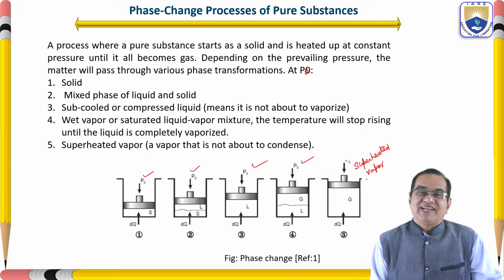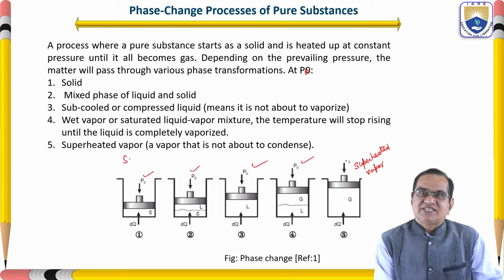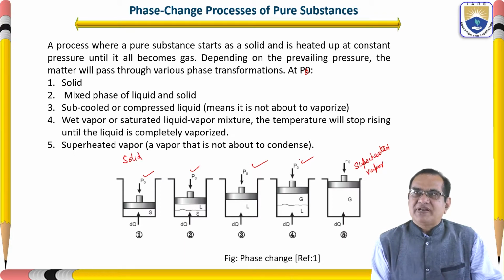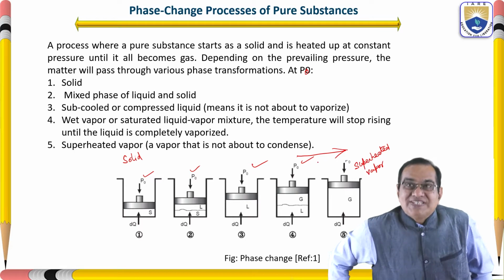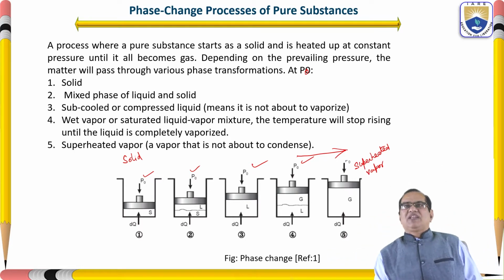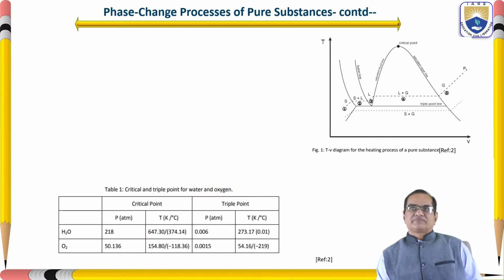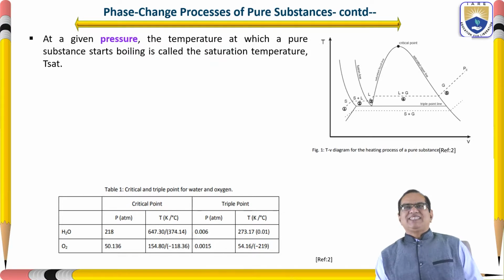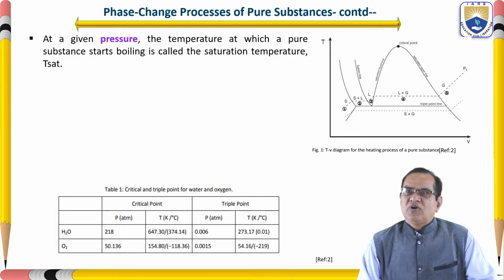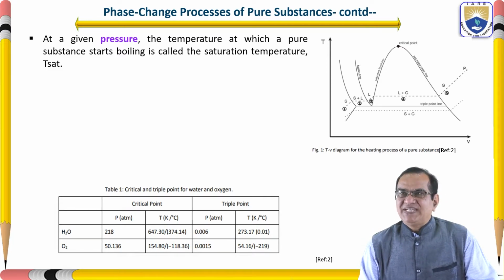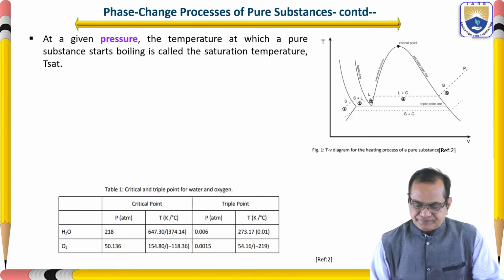Okay, so this is the final stage. From solid to vapor, these are the 5 phases we are able to change through, and phases are changing in this way. Here we can see the phase change process of a pure substance. All these 5 processes are shown here in the TV diagram for a heating process of a pure substance.